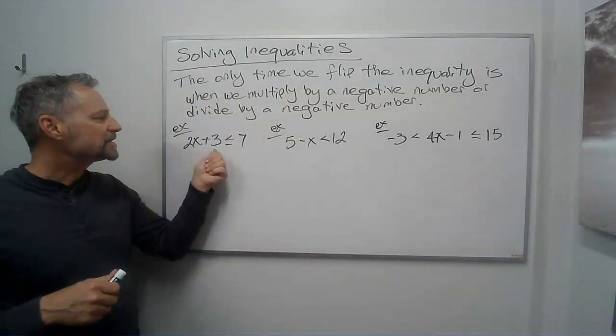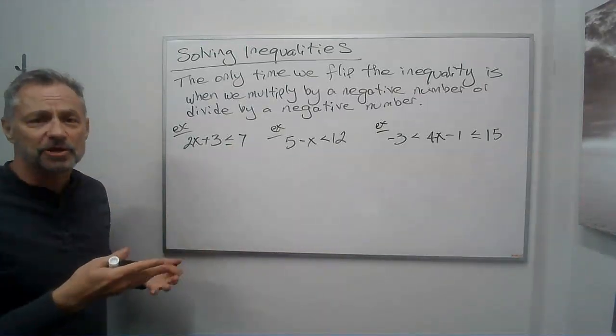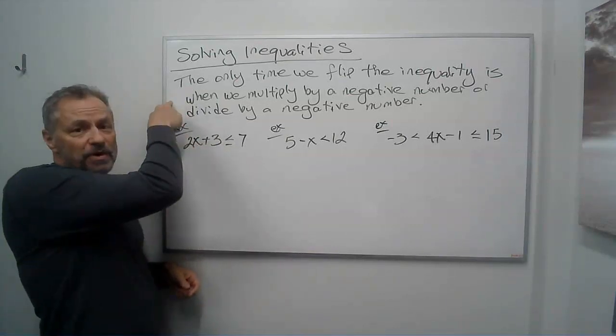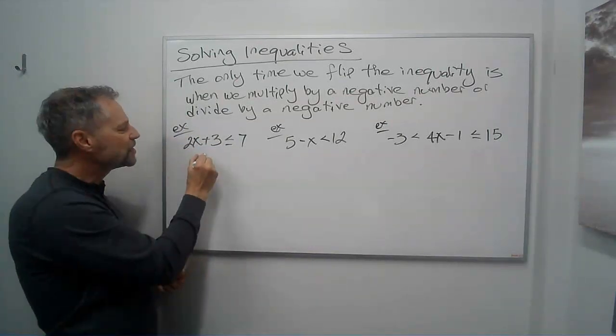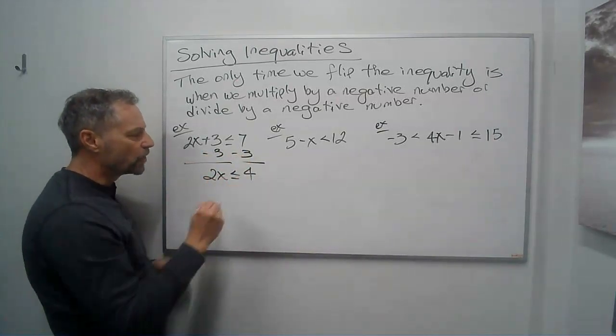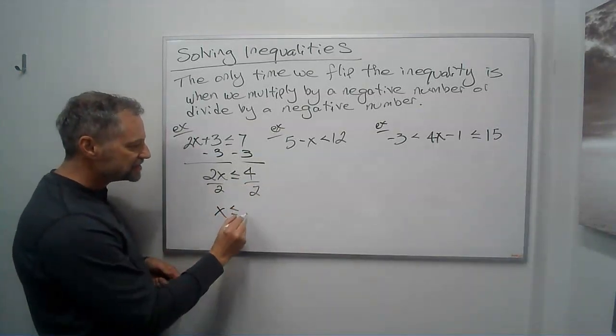2x plus 3 less than or equal to 7. I'm going to solve that just as I would with a regular equation, keeping the inequality facing the same way unless I do one of these two things. So I need to subtract 3 here. So I get 2x less than or equal to 4. Divide by 2. x is less than or equal to 2.